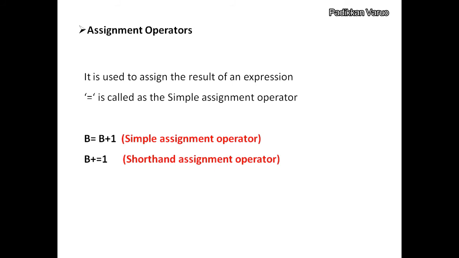In another case, we can see shorthand assignment operators. So b += 1 means b = b + 1. So we are representing b = b + 1 in another form, that is b += 1. b -= 1 means b = b - 1. b *= 1 means b = b * 1. So that kind of assignment operation is called a shorthand assignment operator.